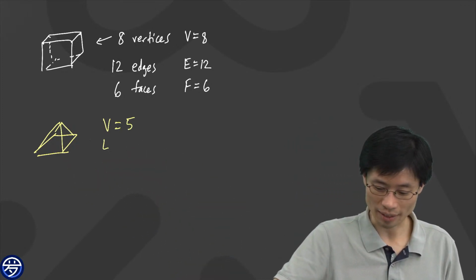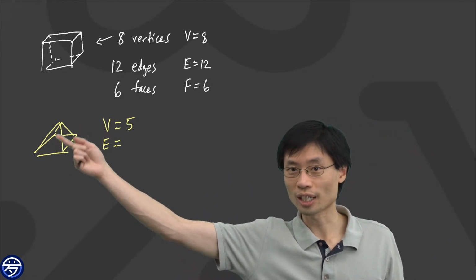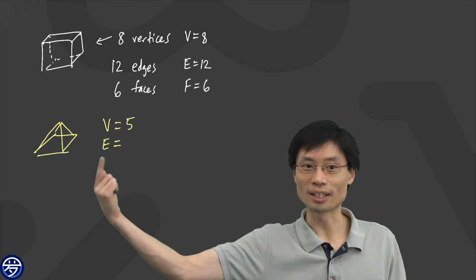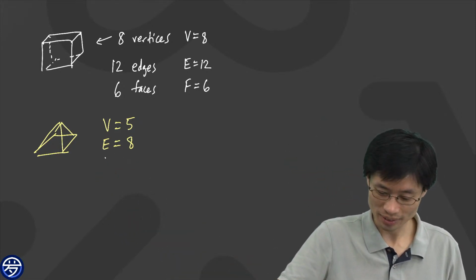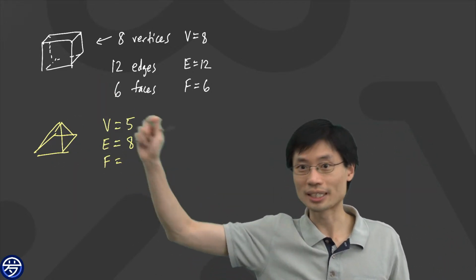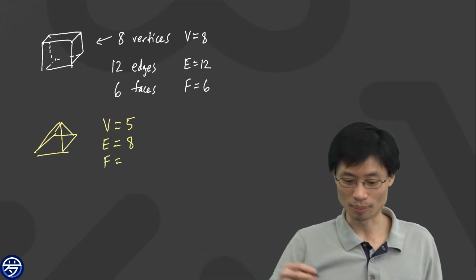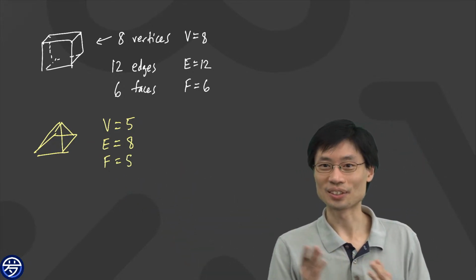How many edges does it have? The number of edges is 4 coming down from the top plus 4 on the bottom. 4 plus 4 is 8. Okay? How many faces? I have 4 coming down on the sides plus 1 more on the bottom, 5. Okay? So that's another shape.